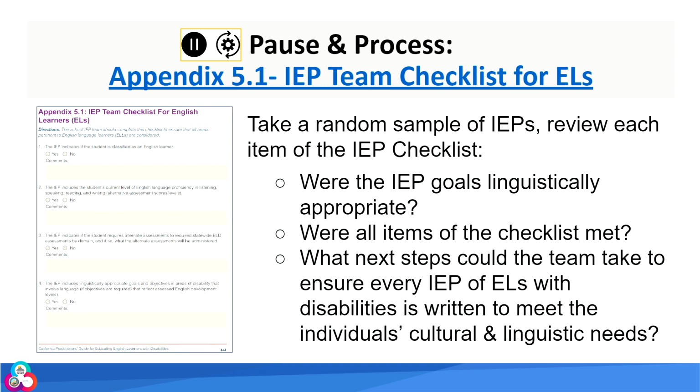Because really what we want to focus on are linguistically appropriate goals. Were all those specific items on the checklist met? Special factors page, primary language supports, where is comprehensive ELD taking place? Specifically designated. And what next steps could the team take to ensure that every IEP of English learners with disabilities is written to meet their individual cultural and linguistic needs? It's a tall order, I know, but necessary.